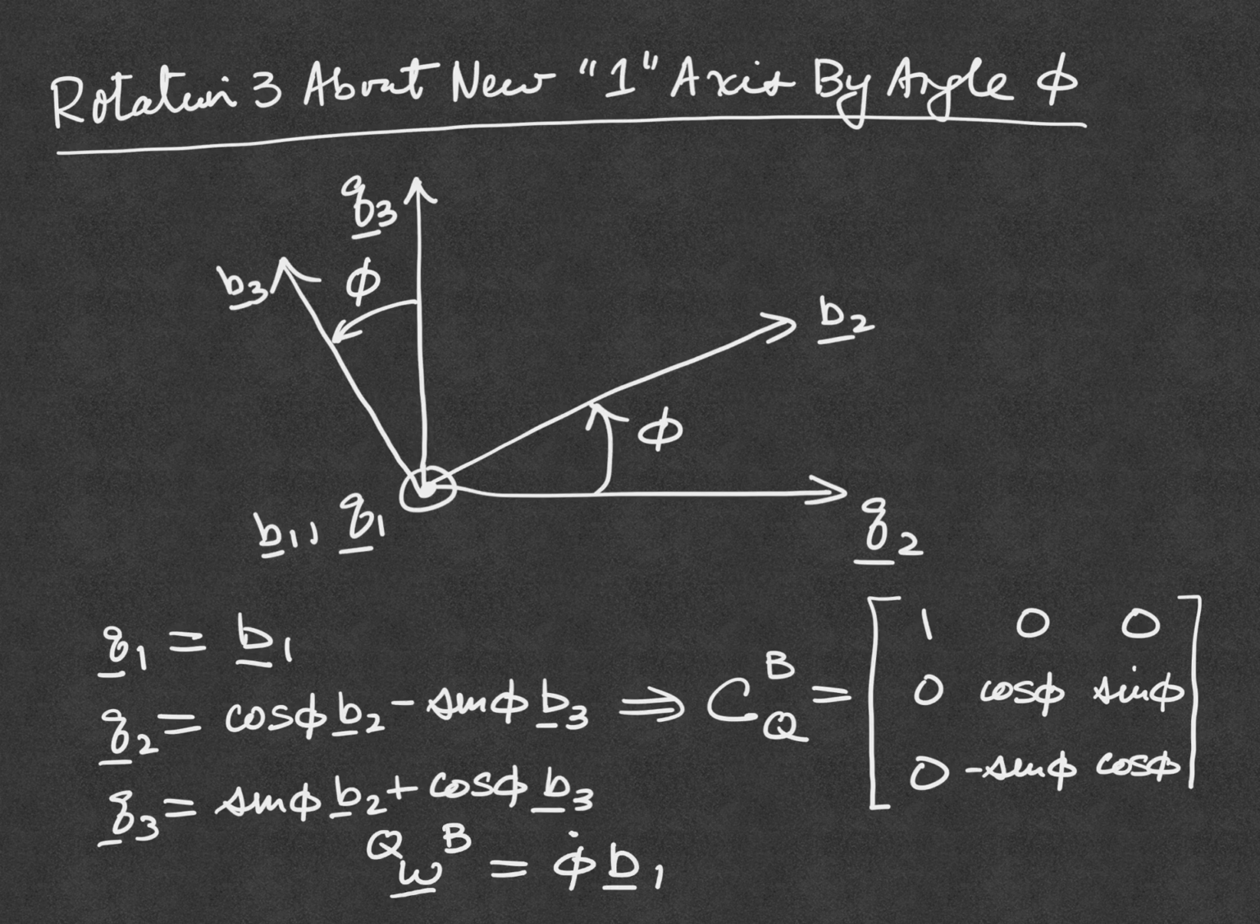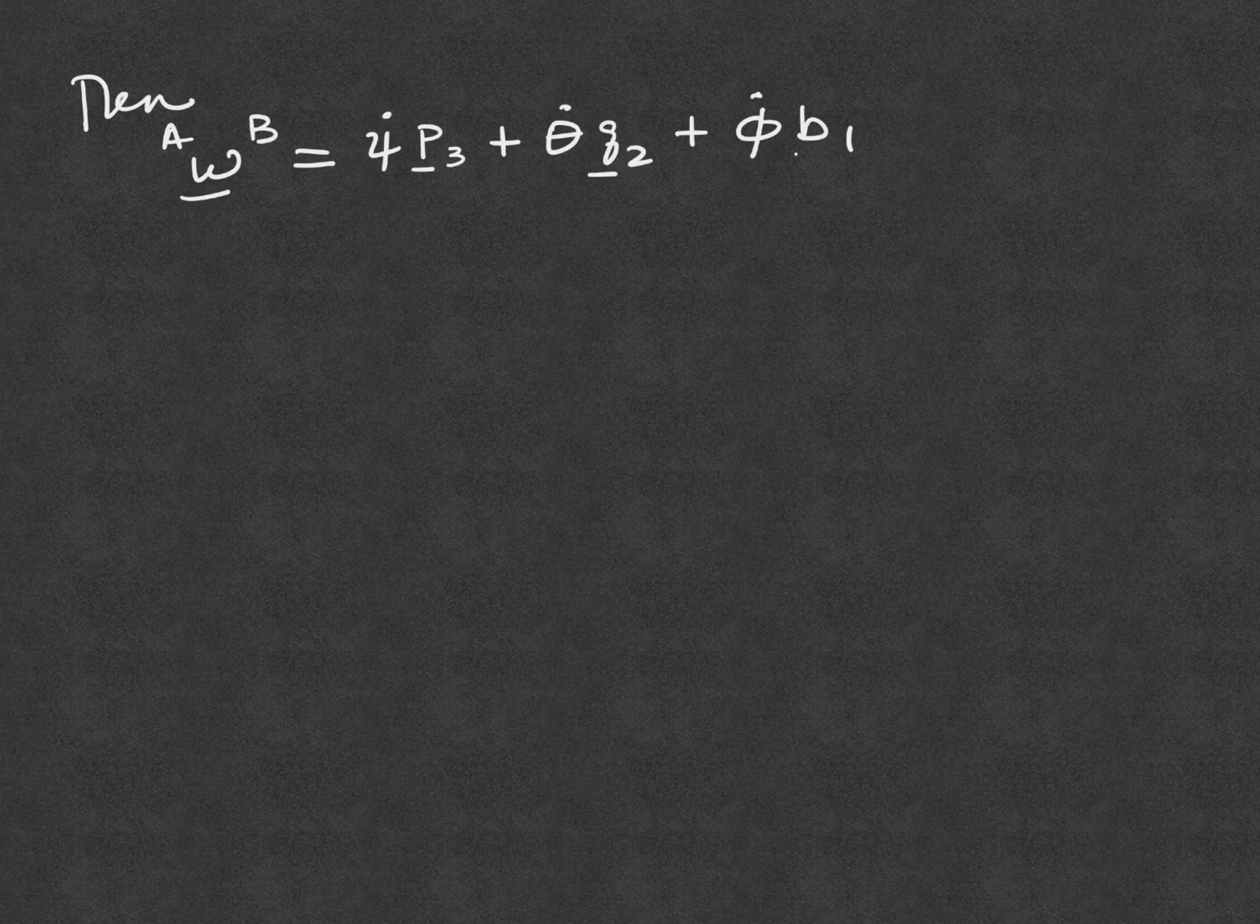So now we can put all this together to get the angular velocity of the rigid body as viewed by an observer in the base reference frame. So then the angular velocity of B in A is equal to psi dot times P3 plus theta dot times Q2 plus phi dot times B1. And now we go through a similar process that we did with 313 Euler angles to express everything in the body fixed coordinates.